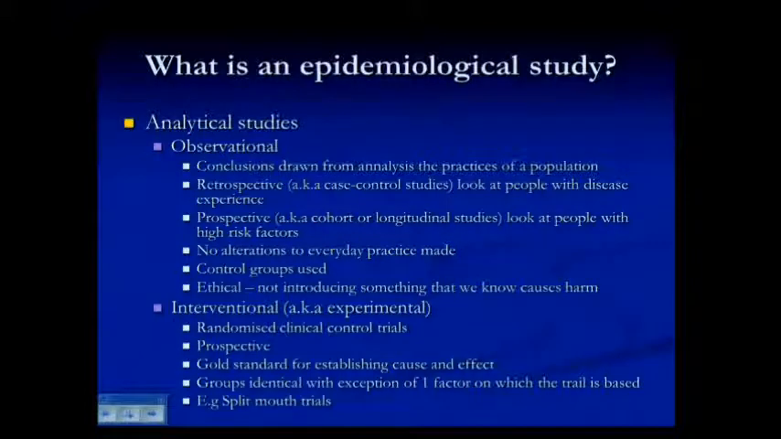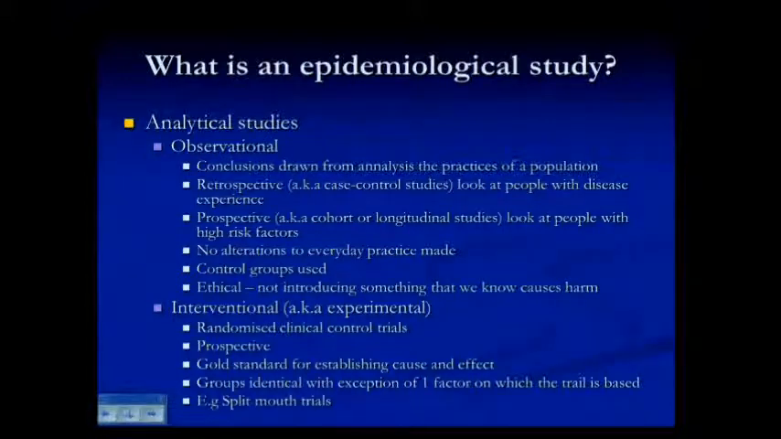It is the absolute gold standard for saying A causes B, because you've got a group who don't do A and don't get B, and then you've got a group who you make do A and then they get B. Because you've got identical groups, you know, with one factor changed.